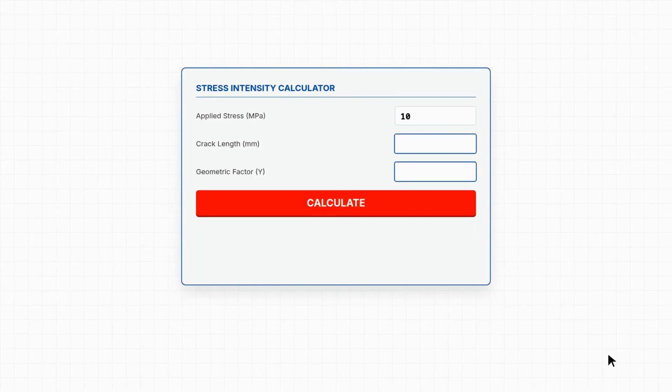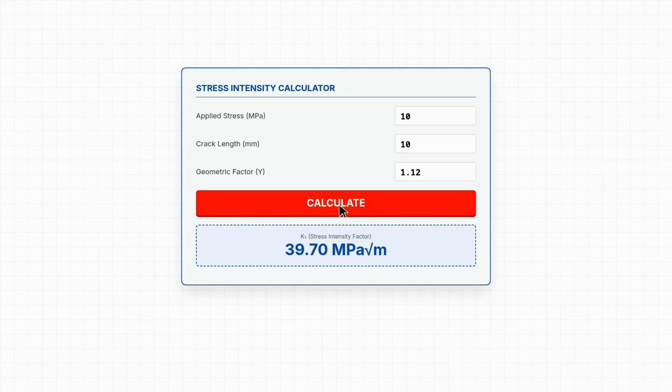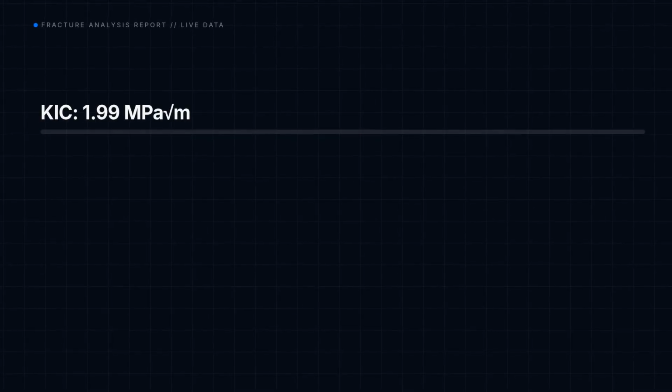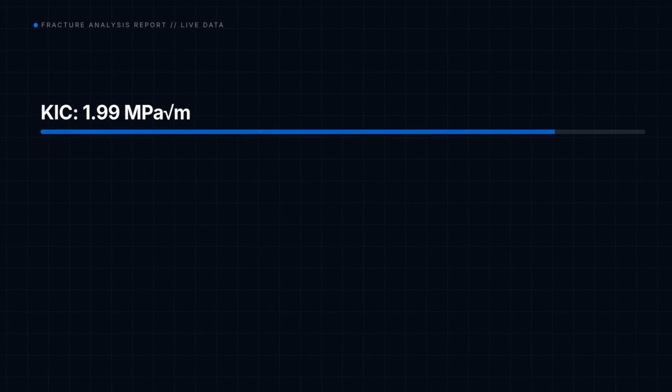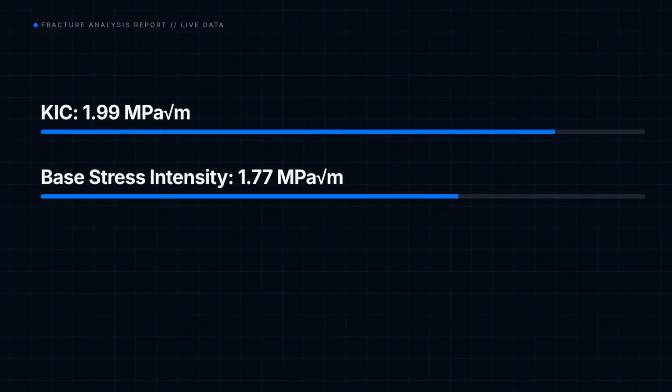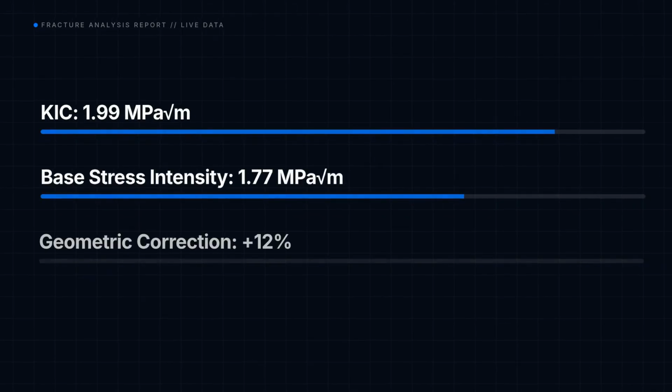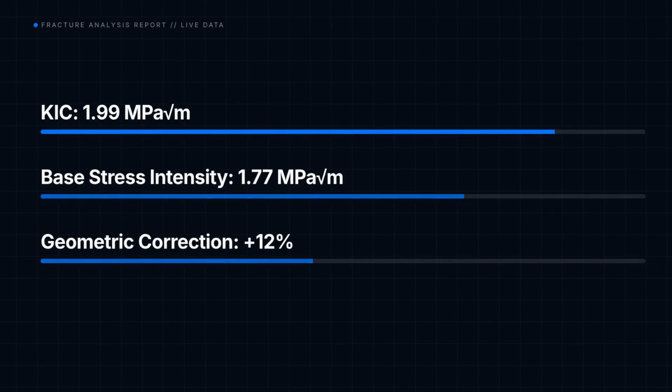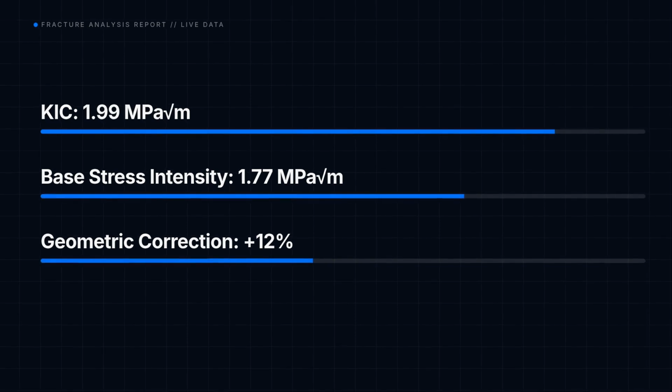With applied stress of 10 megapascals, crack length of 10 millimeters, and geometric factor of 1.12, clicking Calculate gives us these results. The fracture toughness KIC is 1.99 megapascals root meter. The base stress intensity is 1.77 megapascals root meter. The geometric correction shows plus 12%.